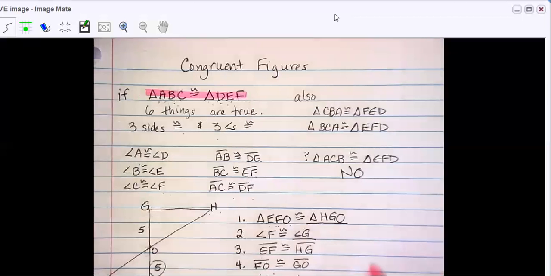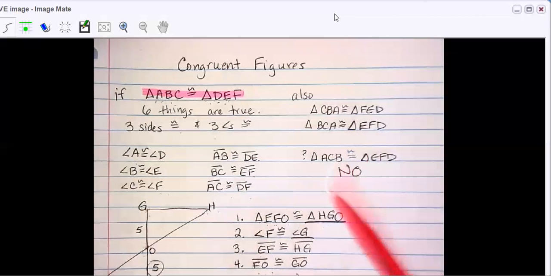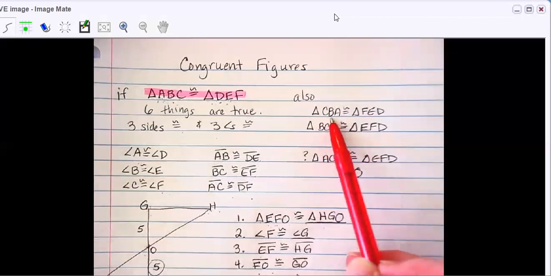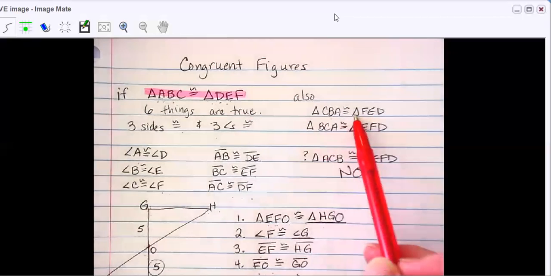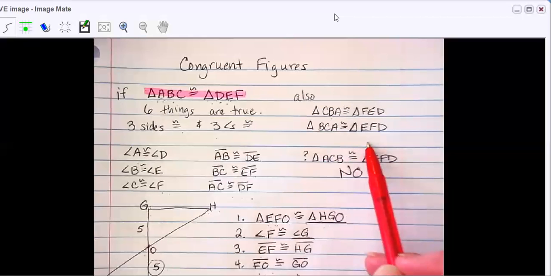We can also rearrange the letters, but if we do that, we need to be consistent. So let's say I wrote them backwards. Not backwards as in wrong, but just backwards as in I can do that. So I would call it triangle CBA. The other one would have to be triangle FED. Notice I wrote it backwards also. If I called it triangle BCA, the second and third and then the first, I'd have to have the second, third, and then the first right here. BCA is congruent to triangle EFD.